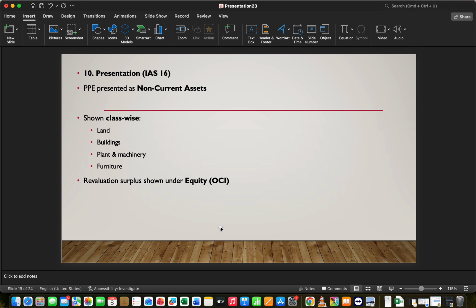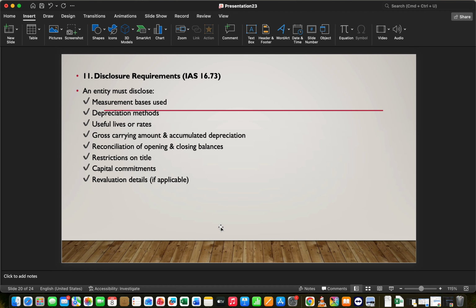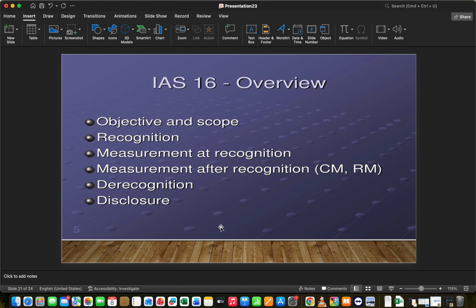Its presentation: property, plant and equipment is presented as non-current assets, shown class-wise like land, building, plant and machinery, furniture. Revaluation surplus is shown under equity, that is OCI. Disclosure requirements: an entity must disclose measurement basis used, depreciation methods, useful lives or rates, gross carrying amount and accumulated depreciation, reconciliation of opening and closing balances, restrictions on title, capital commitments or revaluation details.